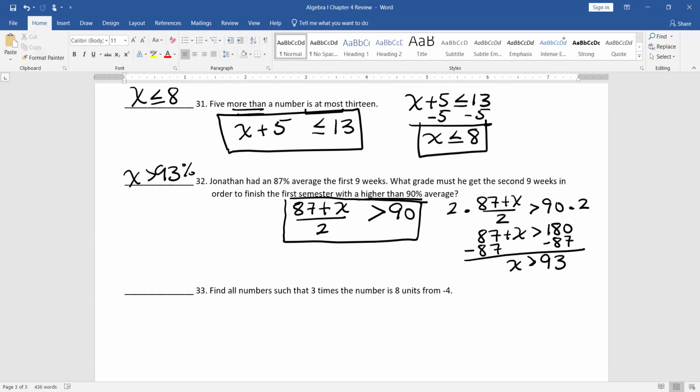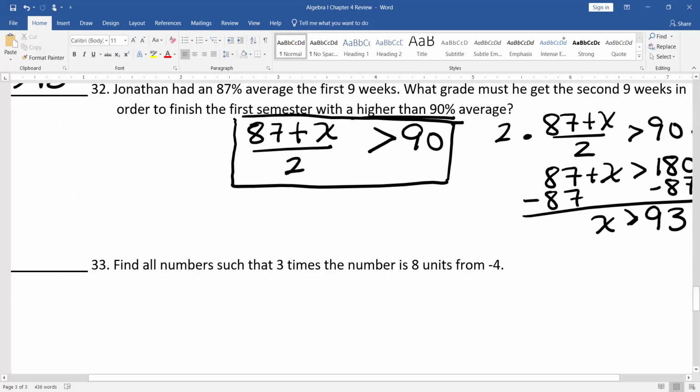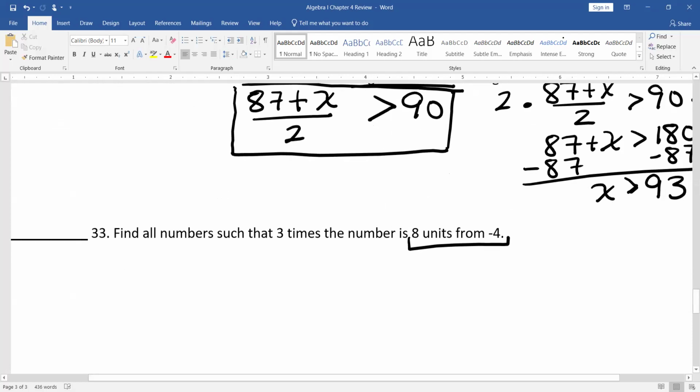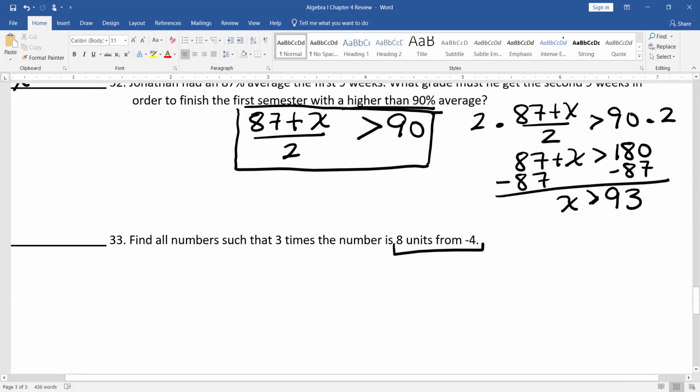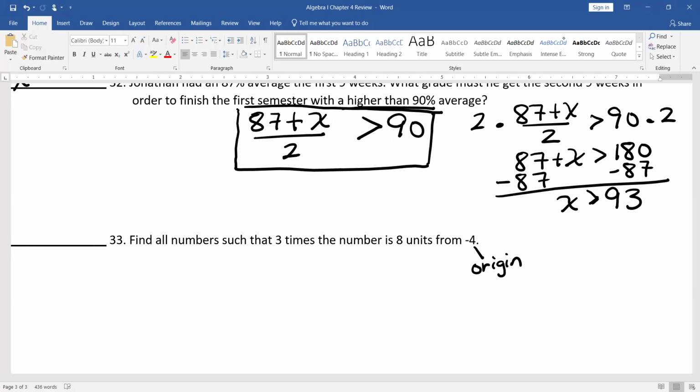All right, so now we are looking at absolute value. The fact that we know this is absolute value is because whenever we see something from something, we're talking about distance. So again, we need to be really careful with these. So find all numbers such that 3 times the number is 8 units from -4. So the 8 units from this is our origin. This is where we start. And then the 8 units is our distance.